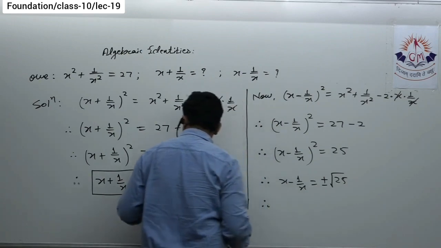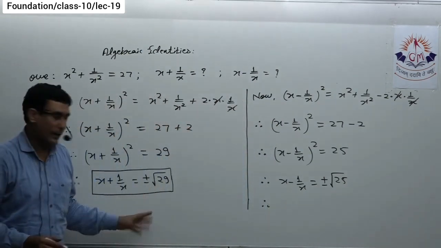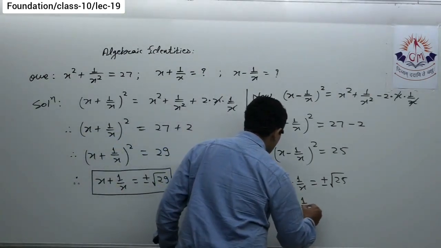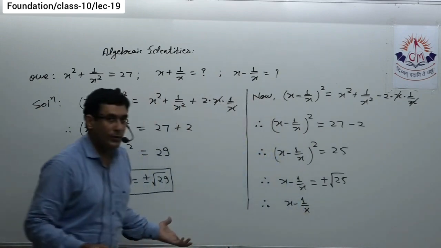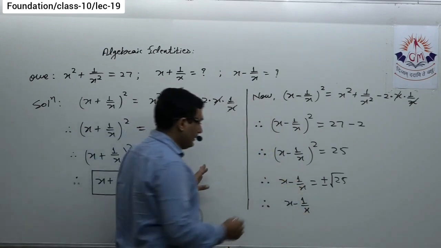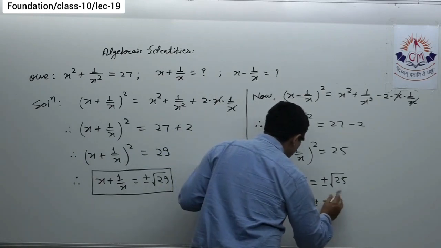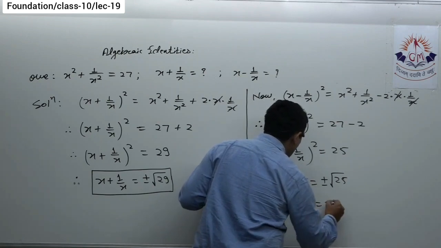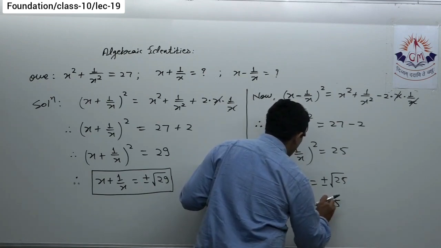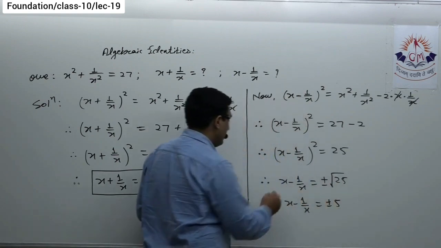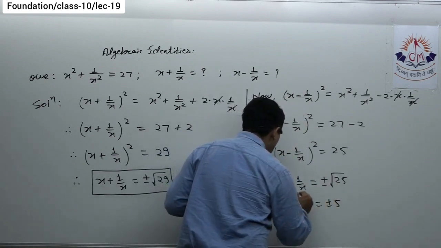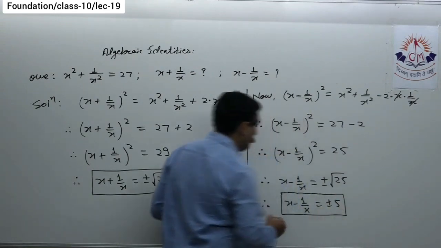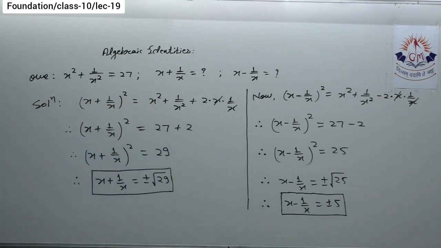See, over here it was not a perfect square, so I kept it as it is. But over here, it is also possible to find the square root of 29, but here the given term is a complete square. So as it is a complete square, I do find its square root, and that is plus minus 5. Square root of 25 is 5. So the final answer for the value of x minus 1 upon x is plus minus 5. Okay, so please note it down. Then we'll see the next question.